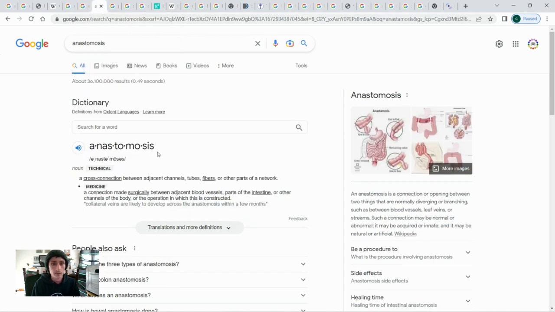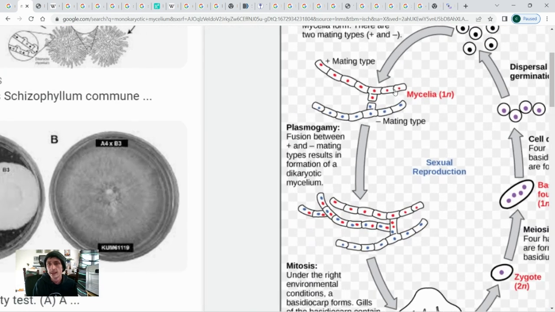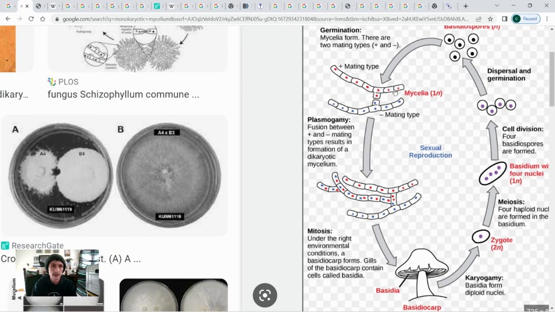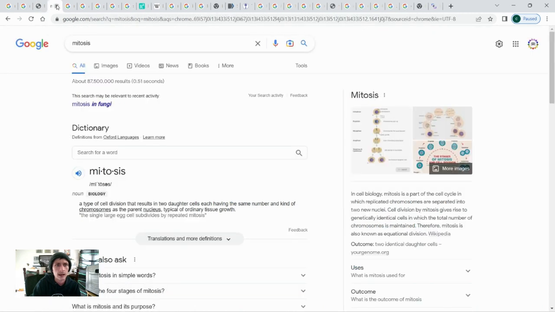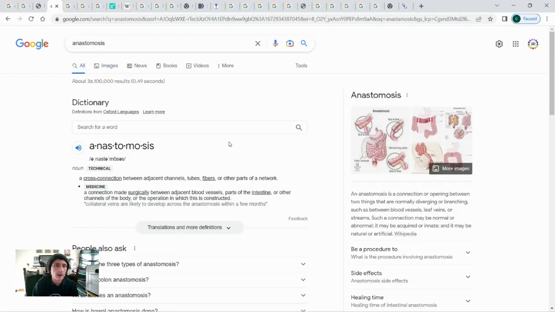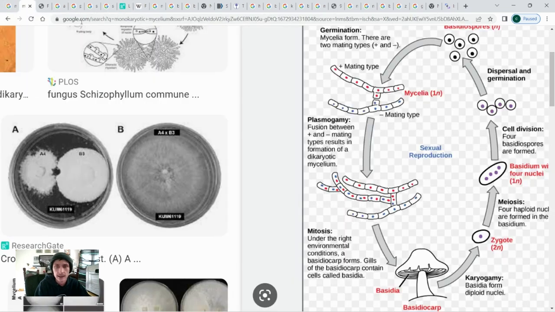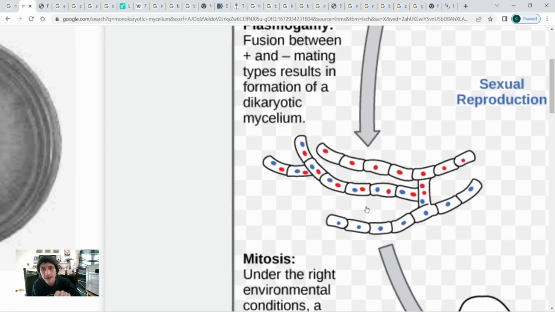Eventually, two monokaryotic cultures will come together, which is what we're seeing right here with the red and blue, and they will connect via anastomosis, which just means the cross connection between adjacent channels, tubes, fibers. Anytime mycelium connects, it's anastomosis. And it's not to be confused with plasmogamy, the fusion of two protoplasts, bringing together two compatible haploid nuclei. And that's what we're seeing here when the blue and the red come together.